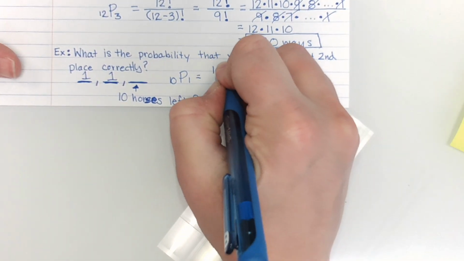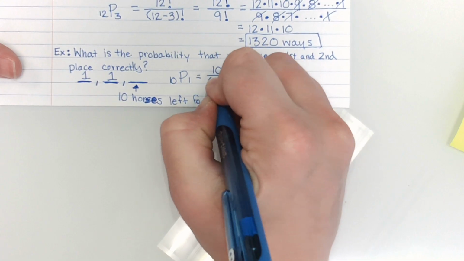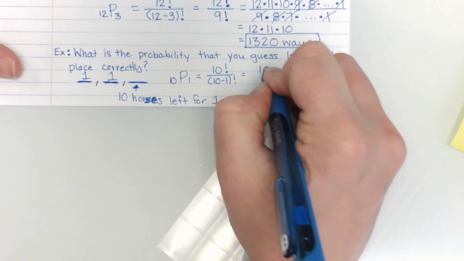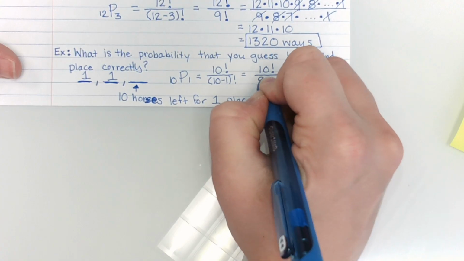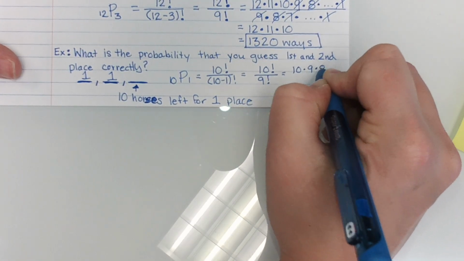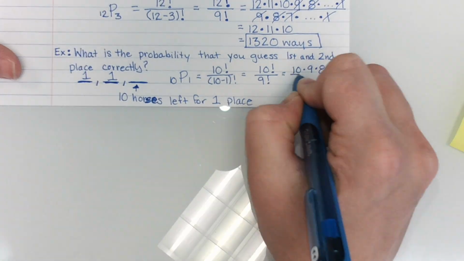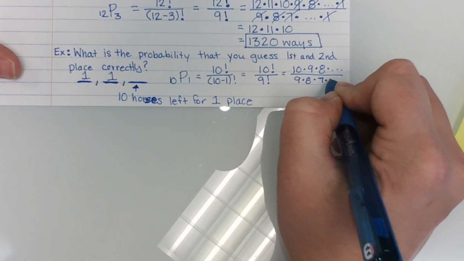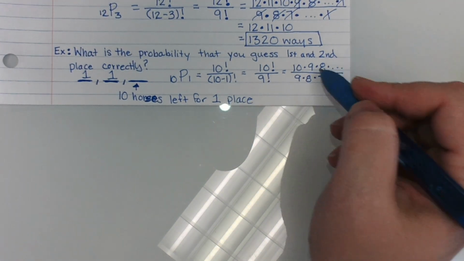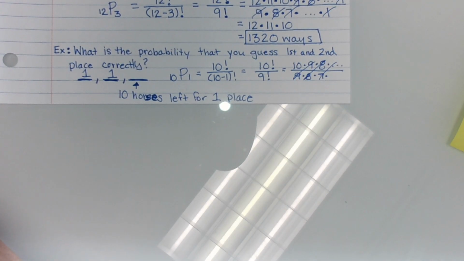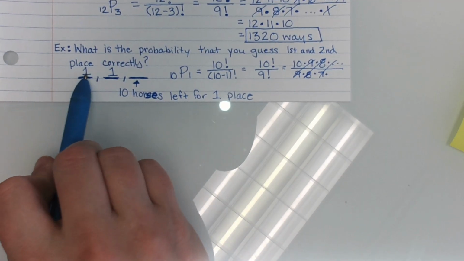10 permutations of 1 is 10 factorial over 10 minus 1 factorial. 10 minus 1 factorial is 9 factorial. 10 factorial over 9 factorial is 10 times 9 times 8 times 7 times... I could keep going. What's going to be left? The 10. There are 10 different ways that you can choose first and second place correctly, because there's only one way to choose this correctly.